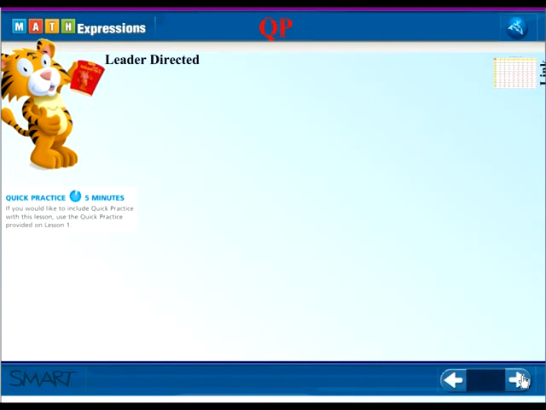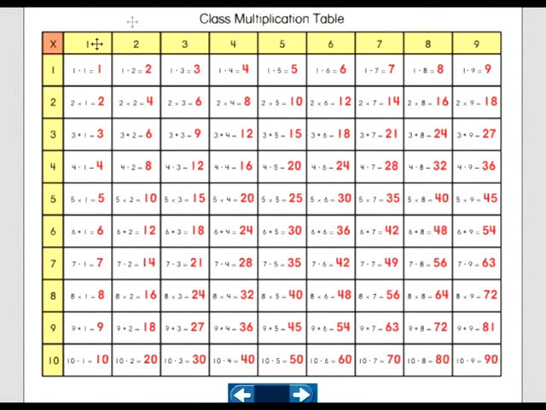Quick practice. Instead of practicing with me today, what I want you to do is make sure you're practicing the multiplication table. Make sure you're practicing these hard ones. The 7 times 8 was always the hard one for me. 7 times 8 is 56.